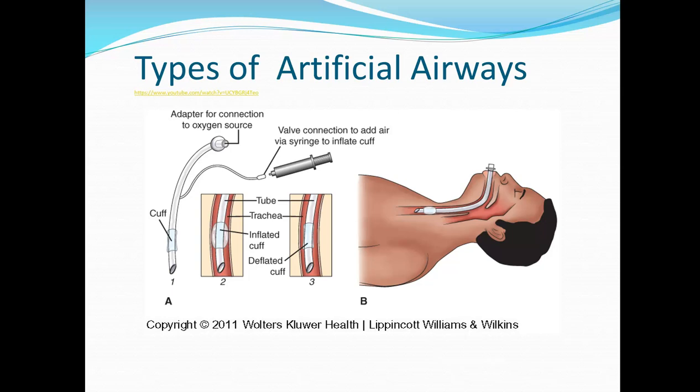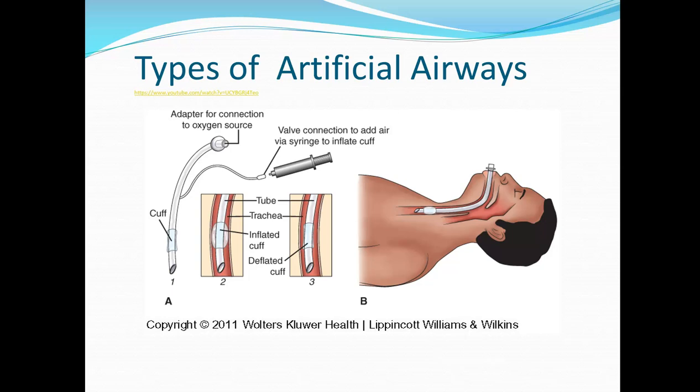Okay, and then there are also types of artificial airways. So these are ones that you will see most often in the ICU or the intensive care unit. This is when someone is unable to adequately breathe on their own and they need an airway. It also could be because they have a decreased level of consciousness and we're worried about them maintaining their own airway and breathing appropriately.